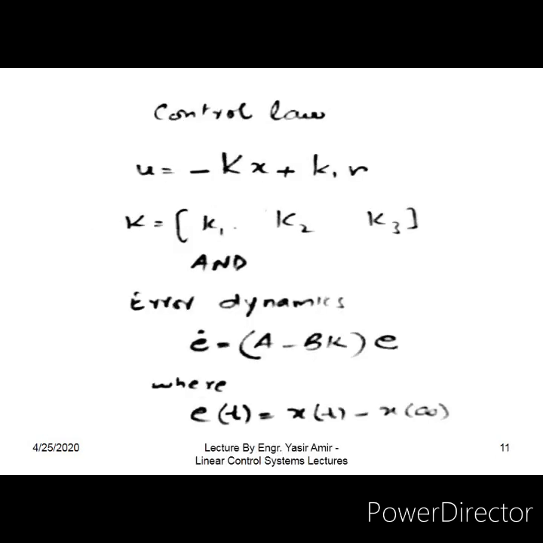This is our control law, which we have already seen in the previous slide, u = -Kx + k1r, and the K matrix has k1, k2 up to k3 in this case, because the order n of the system is 3. The error dynamic system is shown over here. Error is defined as x(t) minus x(∞), and this is what we will be using in the next slide.